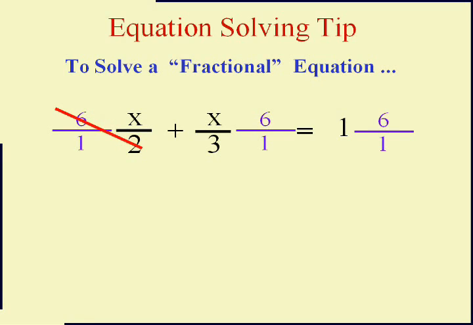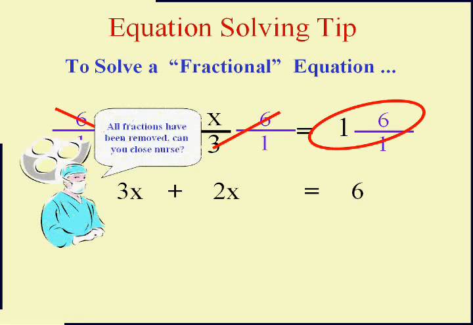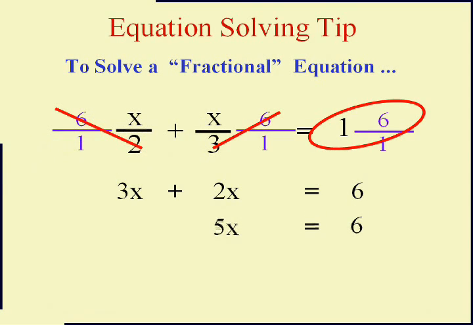Now 6 cancels with 2. 6 divided by 2 is 3, and I have 3x. Note, no fraction. 6 cancels with 3, and I have 2x. Note, no fraction. Still have to multiply over here by 6 to be fair. But now I have an equation that I know how to solve, hopefully, because there's no fractions. What happened? Well, the LCD removed all the fractions. I'll add the common terms and then divide by 5 to get x alone. And I have an answer. You're absolutely correct.